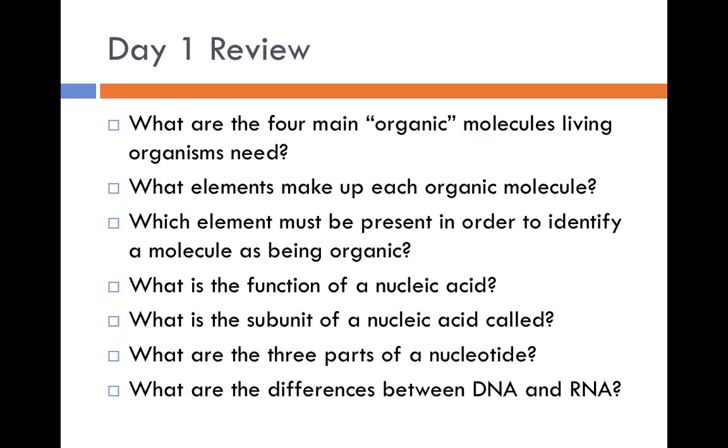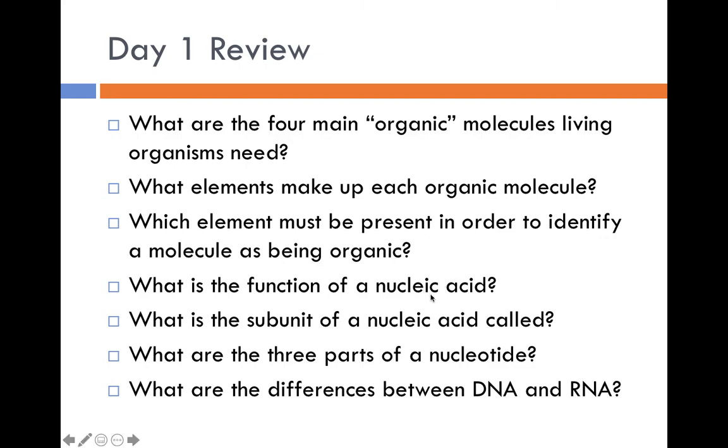Well, I know that the nucleic acid has nitrogen because it has those nitrogen bases, and it has the phosphate group, so it has phosphorus as well. Protein, on the other hand, does not have the phosphorus, it only has the nitrogen. Which element must be present in order to identify a molecule as organic? Well, what must be present is carbon, but we know that we're also going to look for that hydrogen and oxygen element as well.